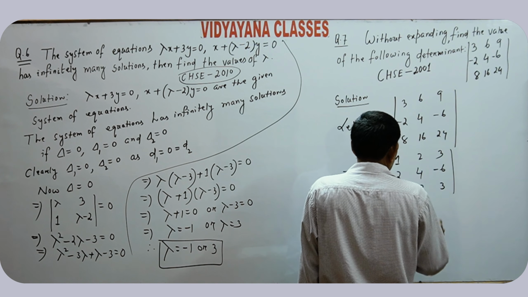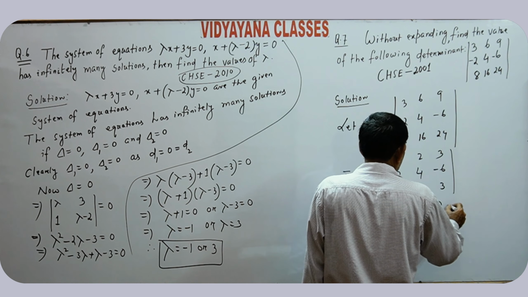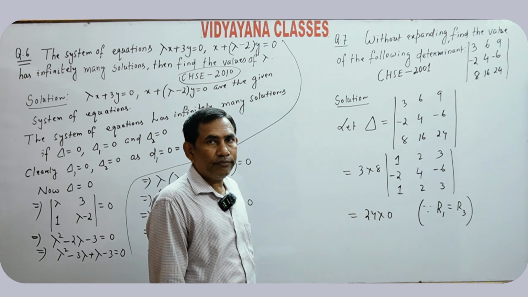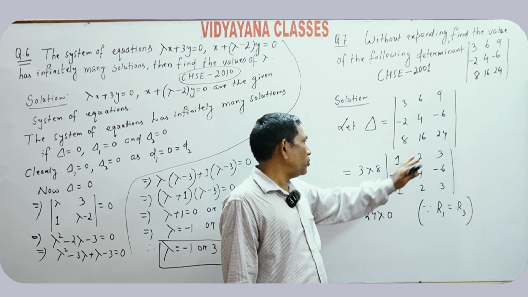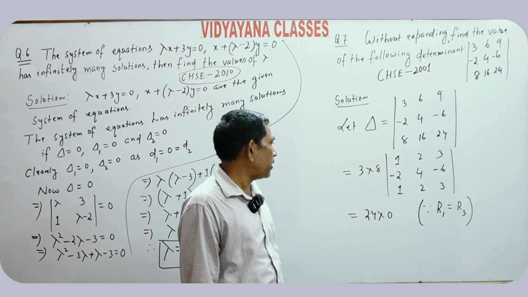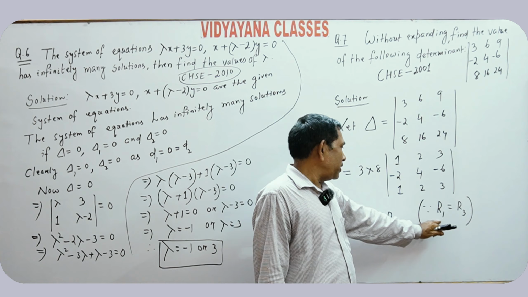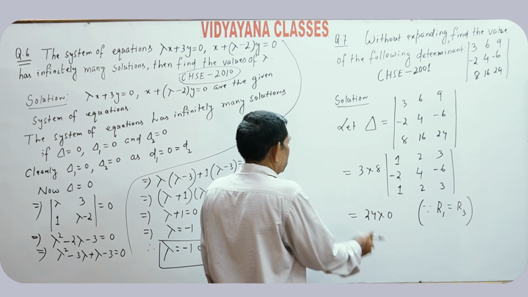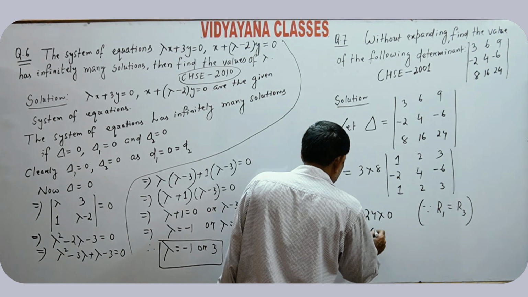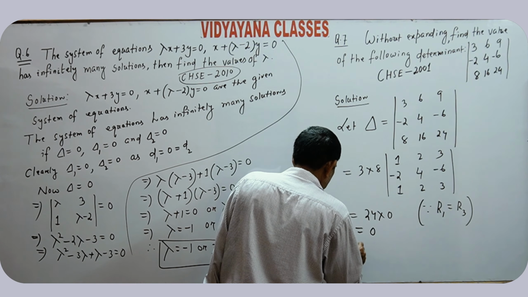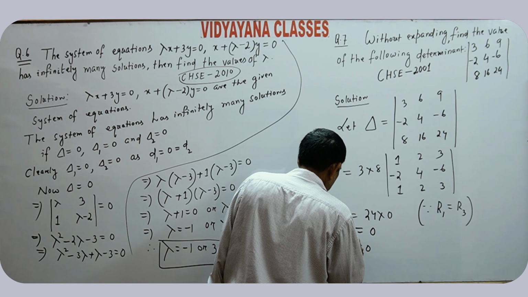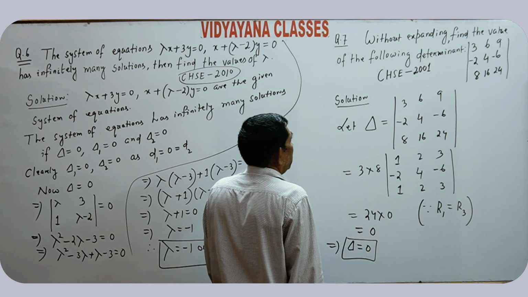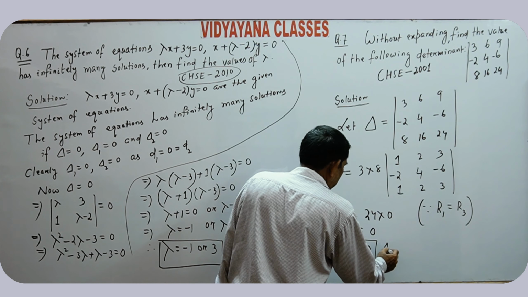Since row 1 is equal to row 3. The value of the determinant is 0 if any two rows or any two columns are identical. That means same. Here row 1 is equal to row 3. So del is equal to 0. The value of the determinant is 0. It is the answer.